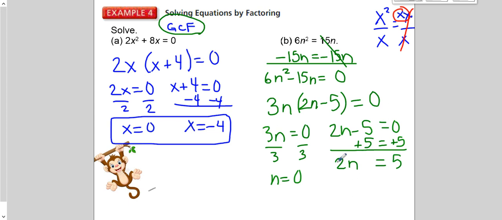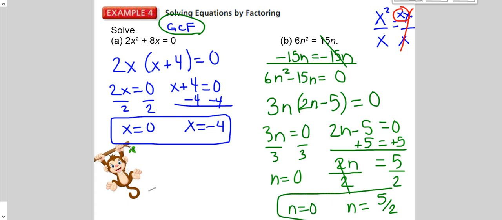N is being multiplied by 2. How do we undo multiplication? With division. So divide by 2. Don't worry that it's not going to go in evenly. That's okay. No worries. 5 divided by 2, just leave it a fraction, 5 halves. So we've got n equals 0, n equals 5 halves, and those are our two answers, for example, 4b.